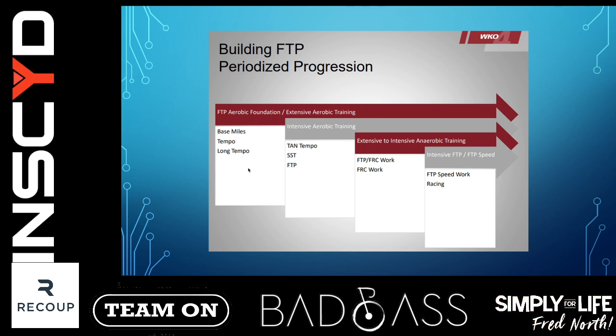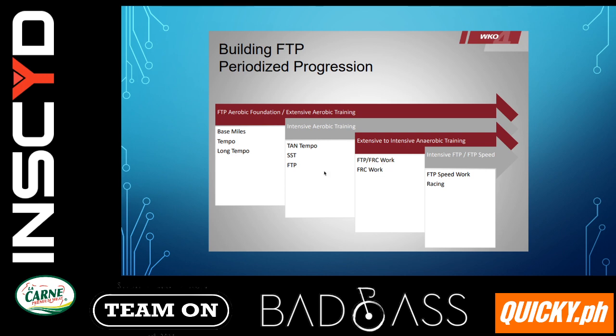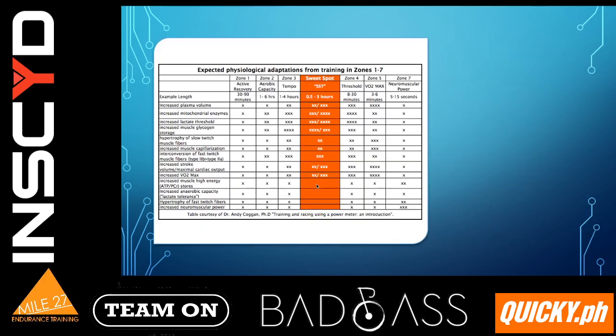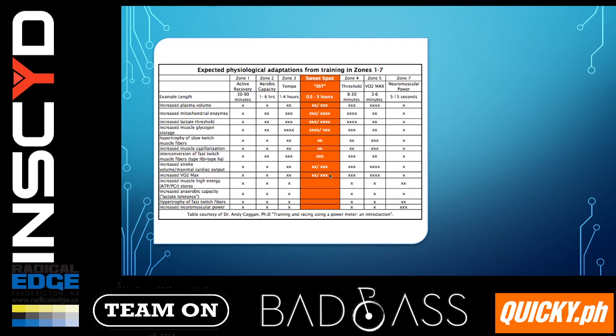So here it is. Base miles, this will be your endurance sessions. Then you progress, getting harder, with higher FTP efforts, so sweet spot. Here it shows us the power of sweet spot training. So what does it elicit, or what do you call this?